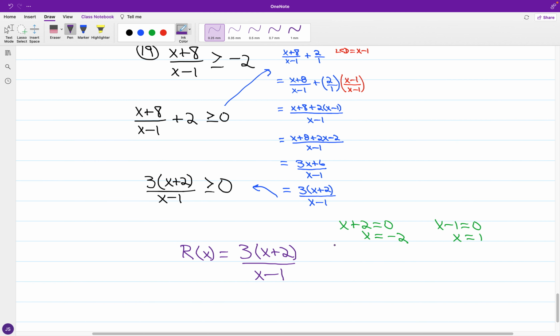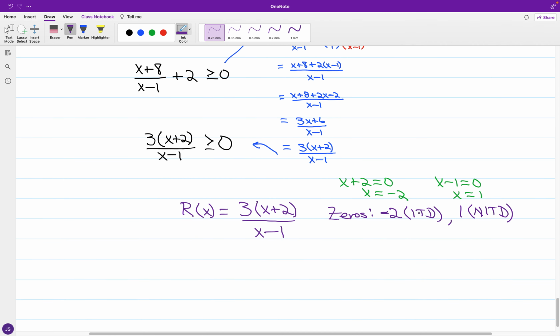So for this ratio, so for r of x, okay, we have for the zeros negative 2, and since this stems from x plus 2 in the numerator, negative 2 is in the domain, and since 1 stems from the denominator expression x minus 1, 1 is not in the domain. Okay, and so setting up our table.